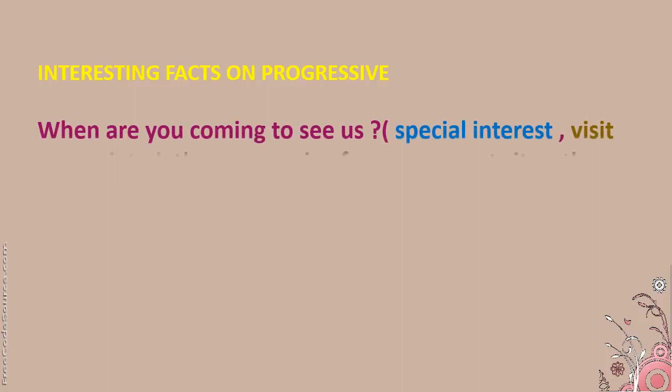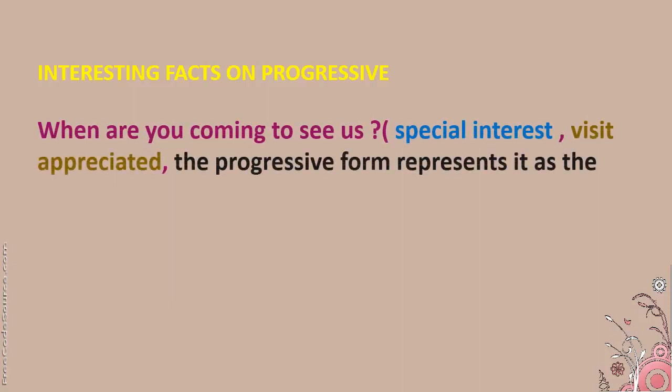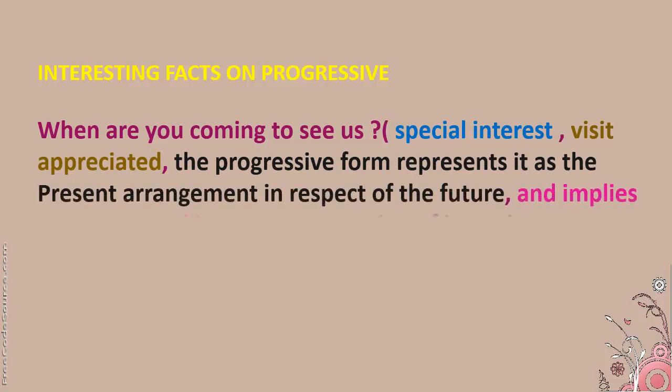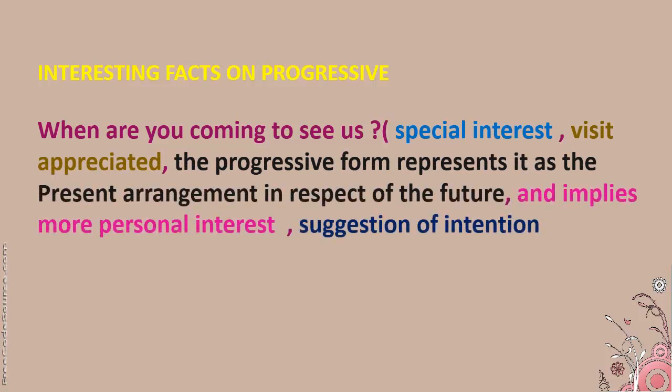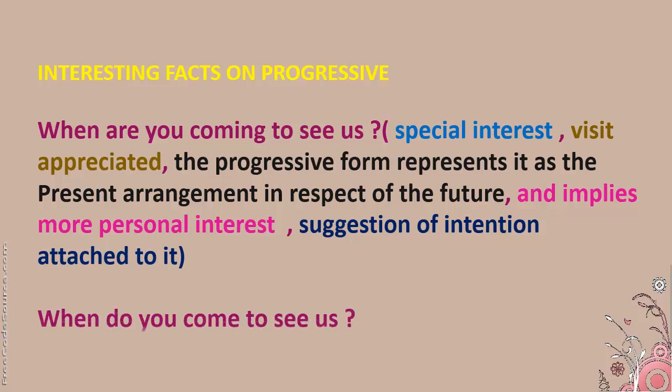Now children, interesting pairs on progressive. When are you coming to see us? That means somebody is keeping special interest in it. The progressive form represents it as the present arrangement in respect of the future and implies more personal interest, a suggestion of intention attached to it. When are you coming to see us? That means somebody has interest in it. Okay, children? Somebody will appreciate it if you come. So that is why the progressive form is used. Otherwise, when do you come to see us?